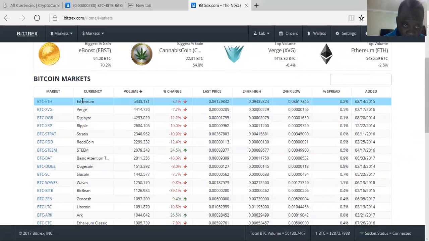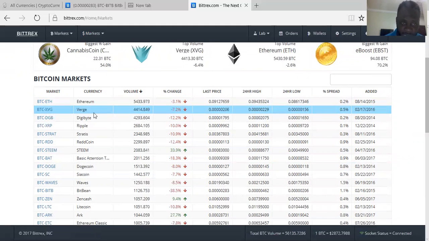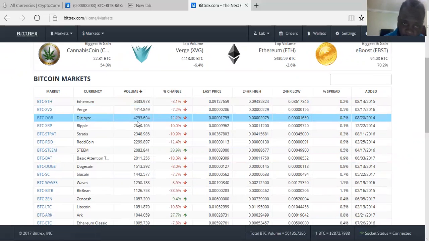This here shows the market. The currency in Bitcoin, Ethereum is having the largest volume with 5,433.9 Bitcoin. Verge is having the largest trade volume with 4,293 Bitcoin. Now, that's not why I came here.